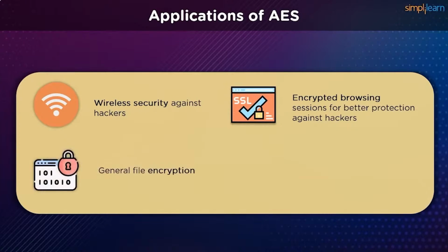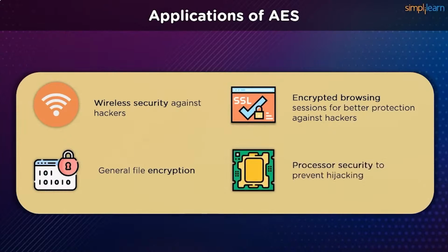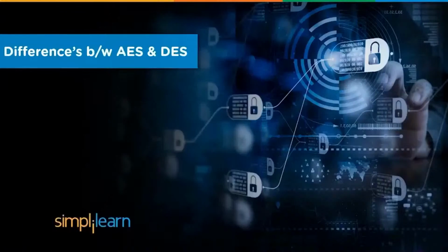AES is also prevalent in general file encryption of various formats, ranging from political documents to media files. Having a large key allows people to encrypt and decrypt data with the maximum security possible. AES is also used for processor security in hardware appliances to prevent machine hijacking, among other things. As a direct successor to the DES algorithm, there are some aspects in which AES provides an immediate advantage. Let us take a look.